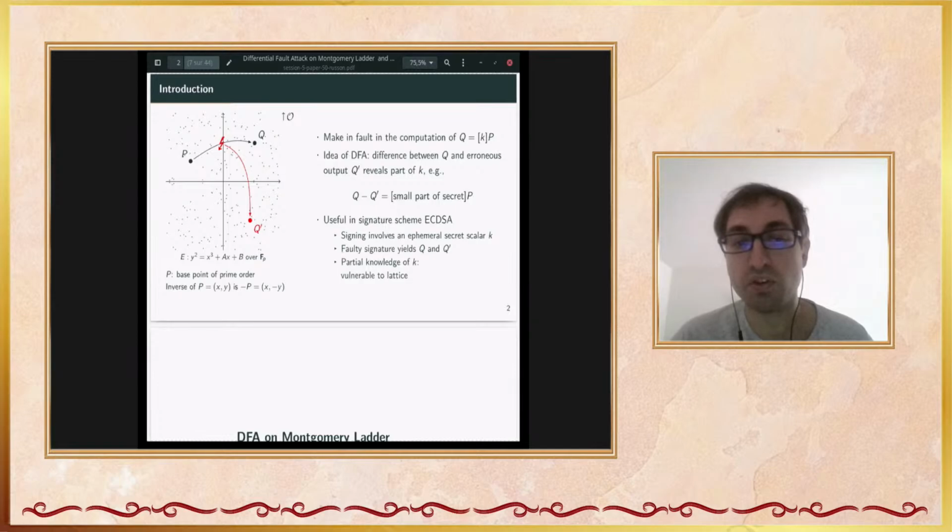I won't expand on the lattice attack part. It is explained in the paper and in many other papers. What we just need to know is that once we have removed the part of the scalar k that we know, if the remaining part is small enough, then we can translate all of the collected signatures into a shortest vector problem, which can be solved with lattice reduction.